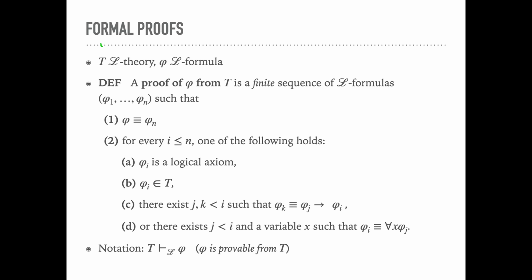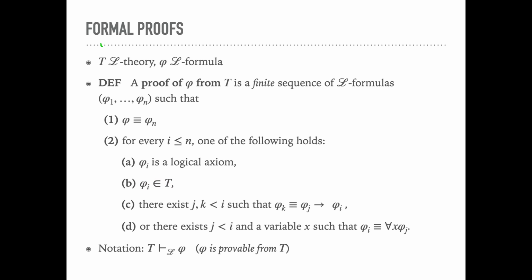And we can now rigorously define what a proof is. In the following, T will always be an L theory and phi will be an L formula. A proof of phi from T is a finite sequence. So finite is important here. A finite sequence of L formulas phi_1 up to phi_n, such that, first of all, the final formula in our proof sequence is the formula we're trying to prove, so phi_n is equal to phi. And for every step in the proof, one of the following must hold. Either phi_i is a logical axiom, so at any time we can pull in a logical axiom, or we can pull in a formula of T.